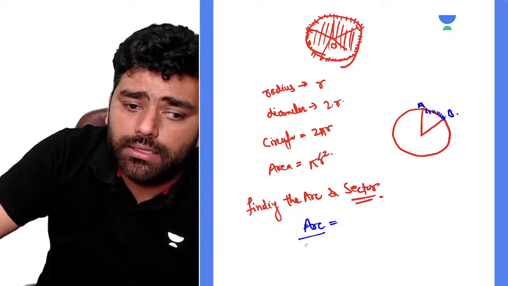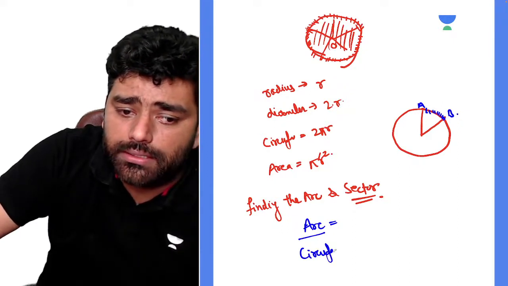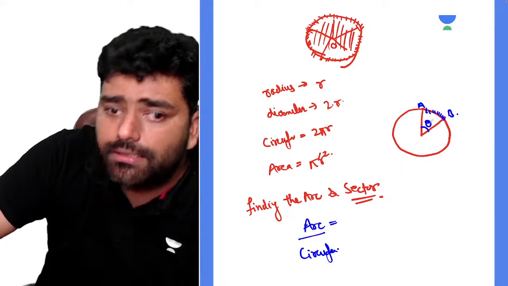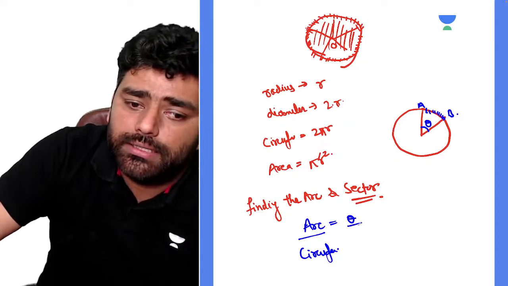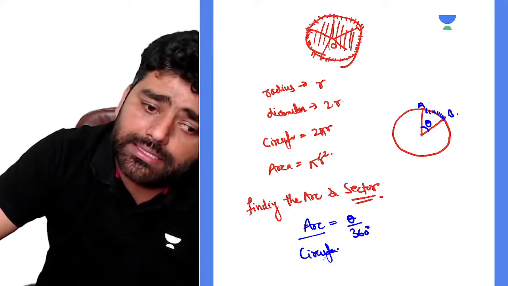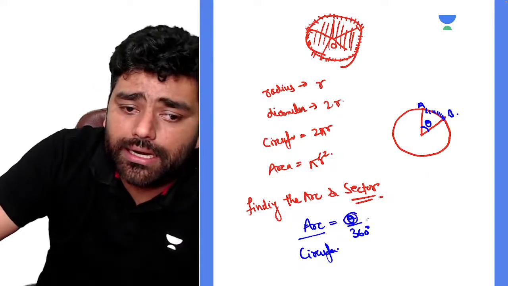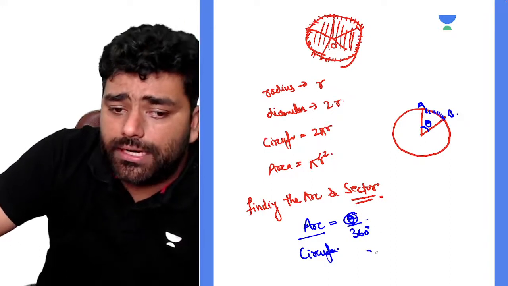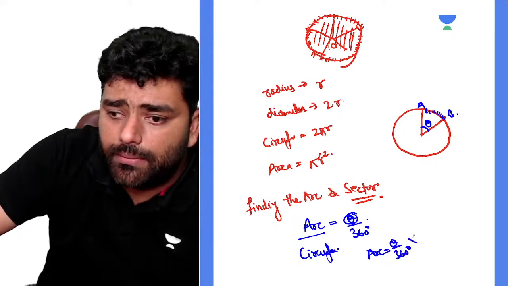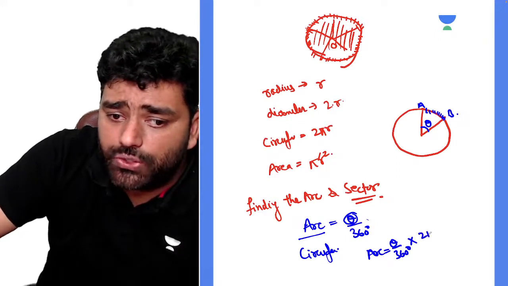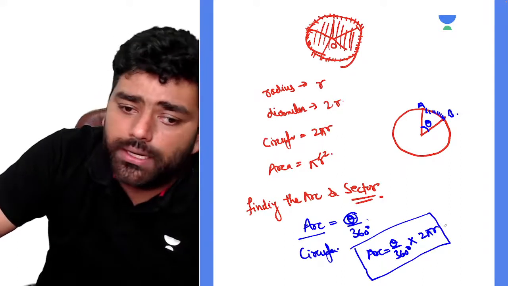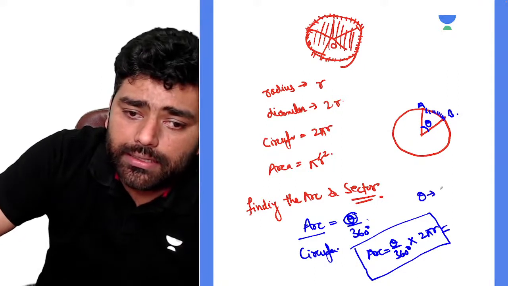Arc divided by circumference is equal to theta divided by 360, where for the arc we need this central angle theta. So arc and circumference have the same ratio as theta and 360 degrees, correct guys? That means arc is equal to theta divided by 360 multiplied by the circumference. Circumference is 2 pi r, so the arc is theta divided by 360 into 2 pi r, where theta is in degrees.